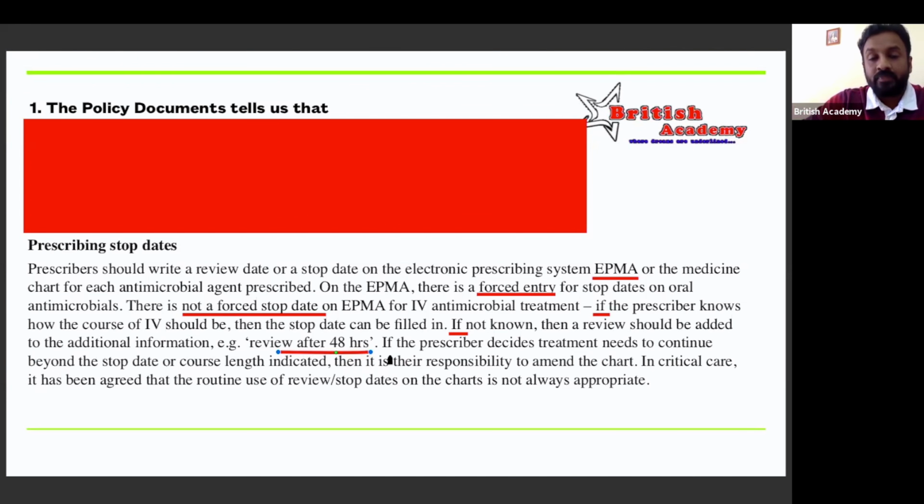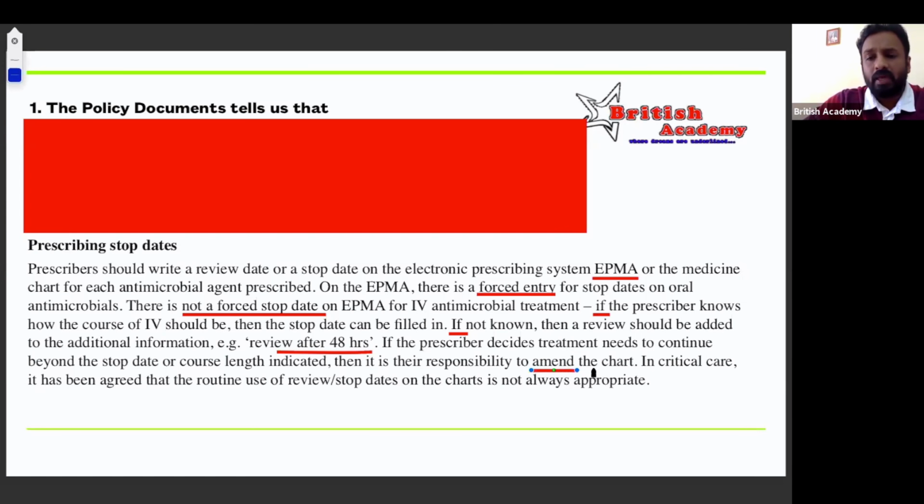So it says if he doesn't know what the stop date is, he can still go ahead, but he will have to fill in the additional information stating that he can review after 48 hours. If the prescriber decides treatment needs to continue beyond the stop date, like beyond whatever stop date he has put, or the course length indicated, then it is their responsibility to amend the chart.